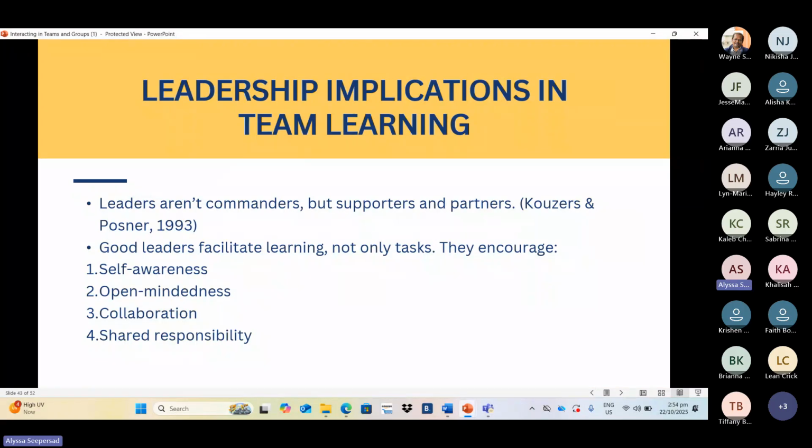So in a productive team, leaders aren't seen, or they shouldn't be seen, as bosses or people giving orders. As it is said, it describes them more as supporters and partners. Their role is to help the team learn and grow, not just to get tasks done. A good leader helps people reflect, understand their own motivations, and listen to others. This creates a space where everyone can contribute meaningfully.